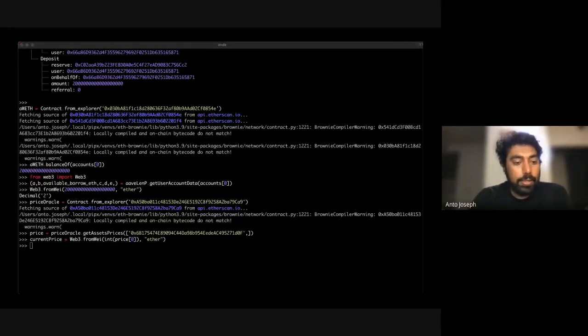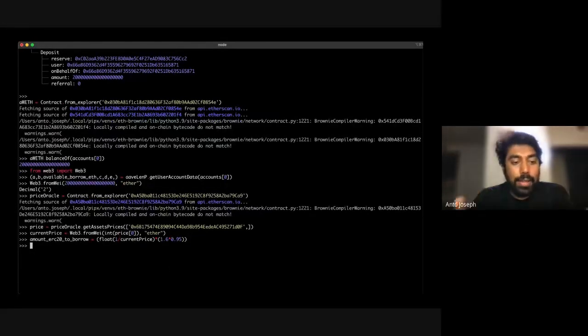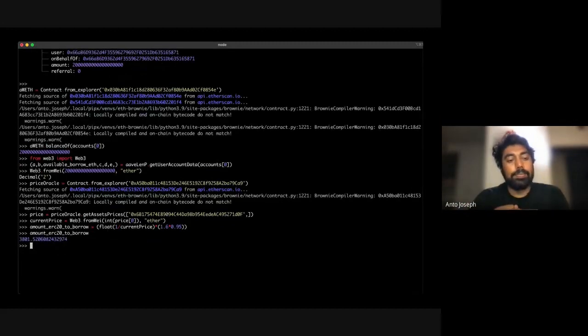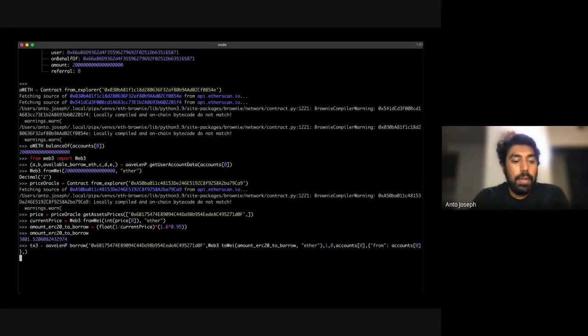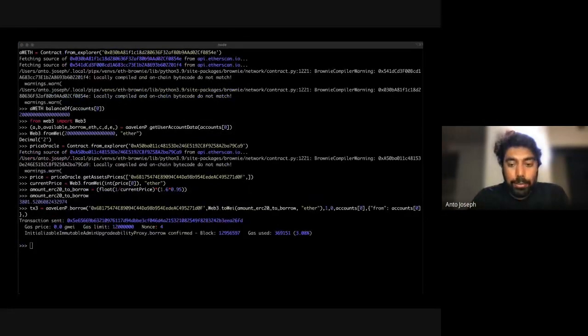So you would get the current price, which is inside that array, and you would calculate the amount of ERC-20 that you can borrow with a particular health factor that you agree to. And we can look at what that is. And now we can send a transaction to the Aave lending pool, and that should give us that particular loan.